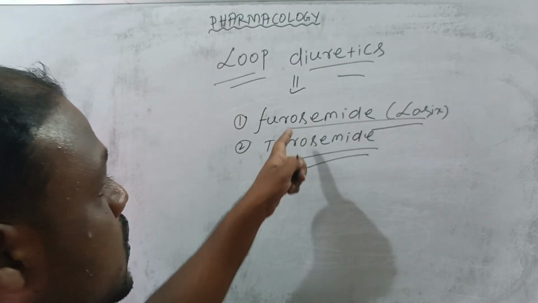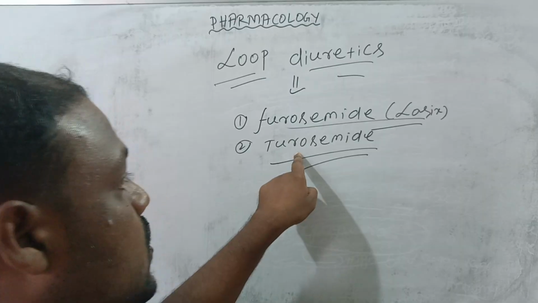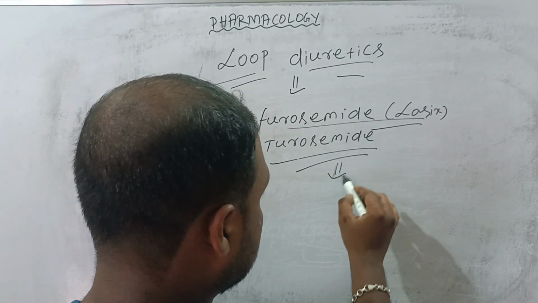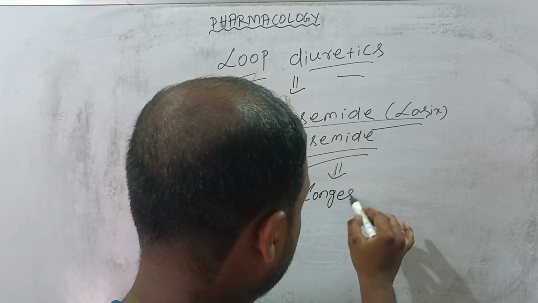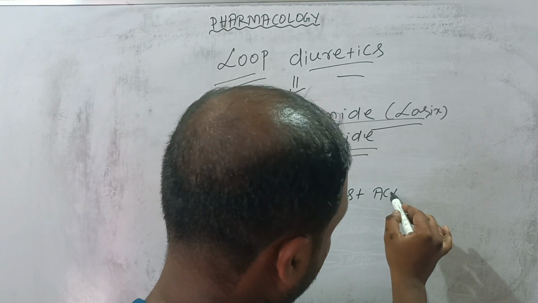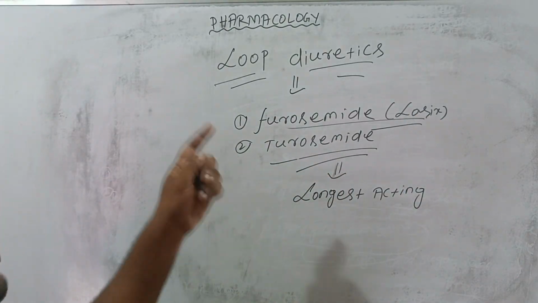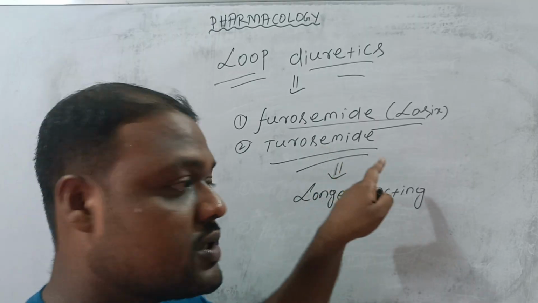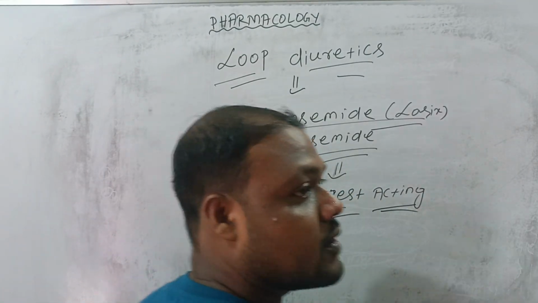Between the two loop diuretics, furosemide and torsemide are the longest acting. Clear? Furosemide and torsemide are the longest acting loop diuretics.